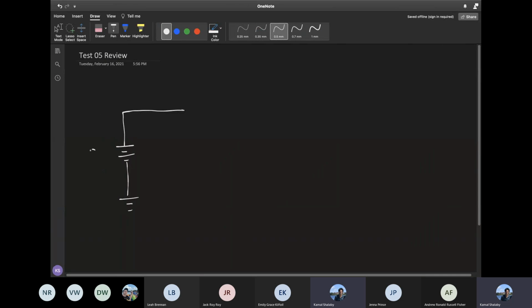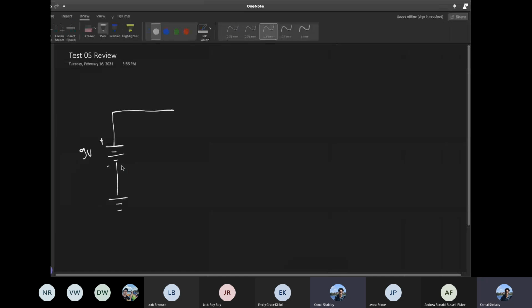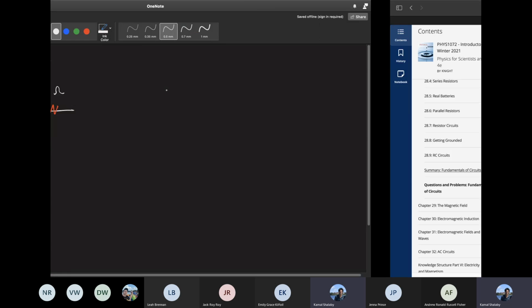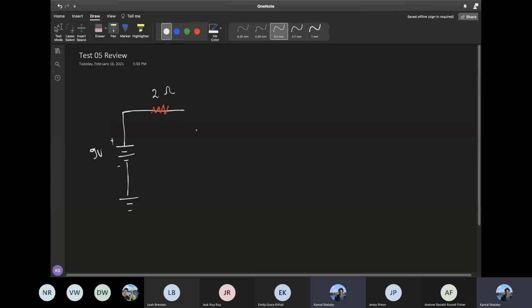Okay, so yeah, this is 9 volts, this is plus, this is minus. We have resistance here being 2 ohms, and we do have another battery here. This is plus, this is 6 volts, and this is minus.